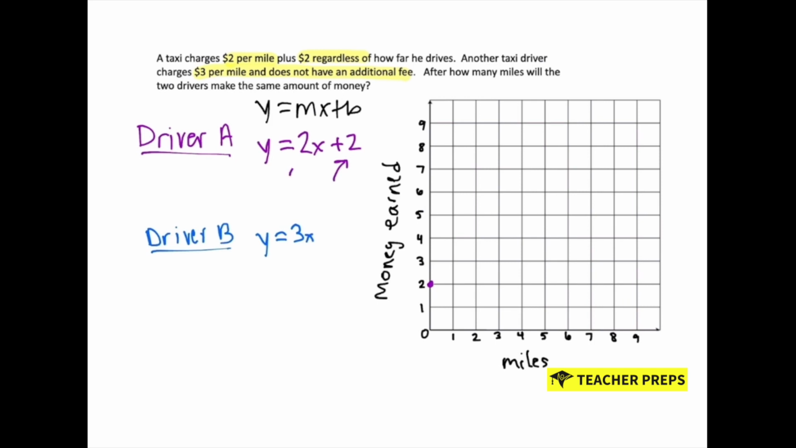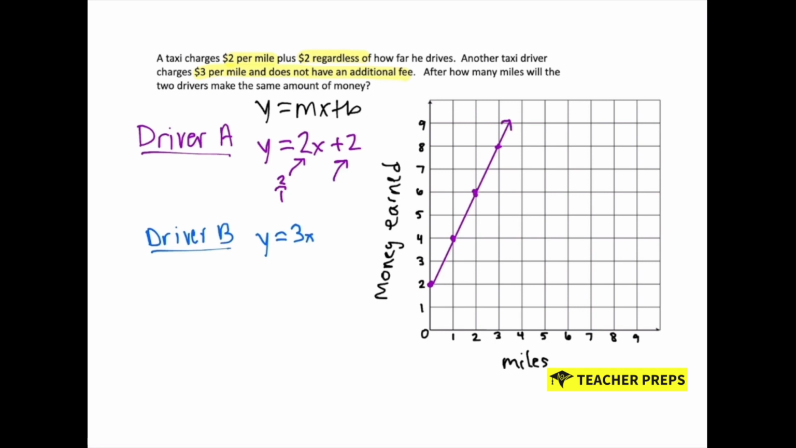m is the slope, which is rise over run. And we want that to be a fraction, so we need 2 to be written as 2 over 1. That means we're going to rise 2 and run 1, rise 2 and run 1. Now we can connect our dots and we have our line for driver A.